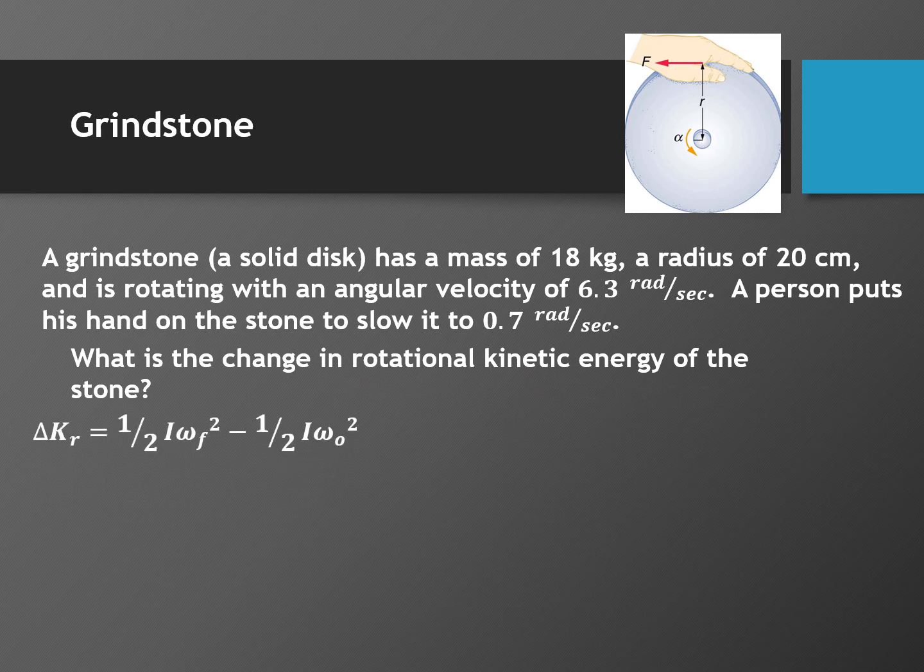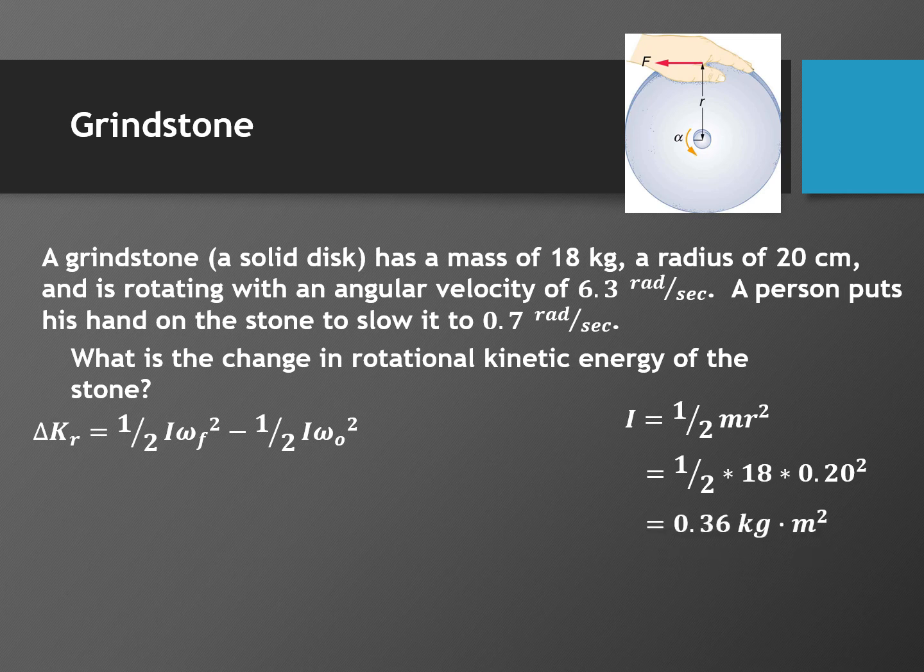So the change in rotational kinetic energy is 1/2 times moment of inertia times final angular velocity squared, minus 1/2 times moment of inertia times initial angular velocity squared. So with all this, we have the initial angular velocity, we have the final angular velocity, but we don't have the moment of inertia, so we need to figure that out. Moment of inertia is going to be 1/2 times mr squared, because the k value for any solid disk is going to be 1/2. So we take 1/2 times the mass, which is 18, times 0.2 squared. That gives us 0.36 kilograms meters squared.